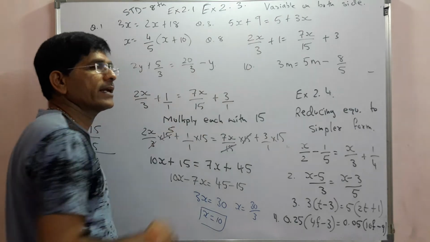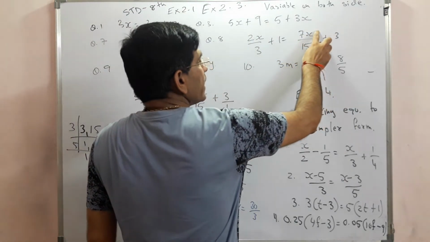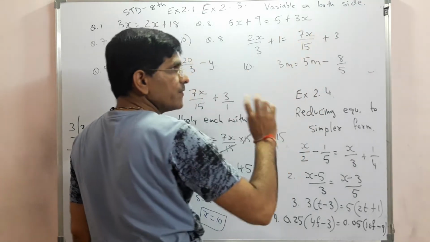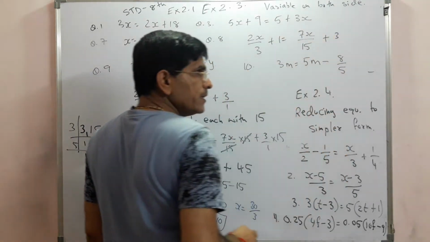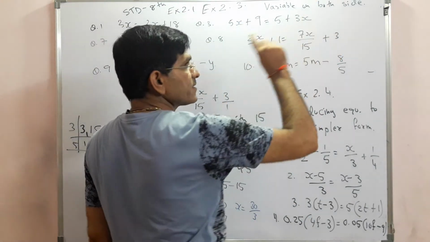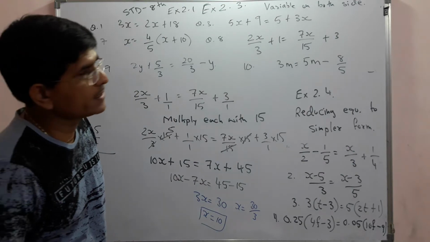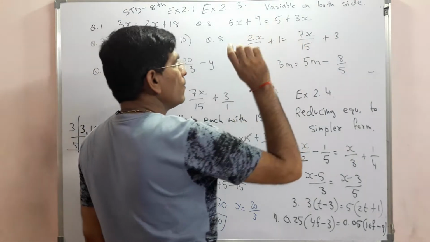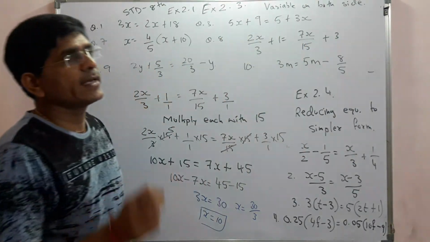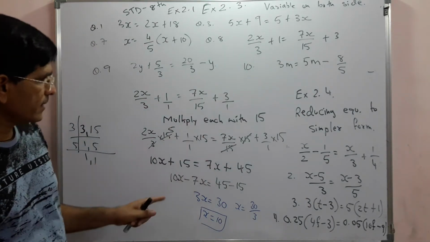On the left hand side we can get 23 by 3. If I put 10 here, 10 into 7 is 70, divided by 15 into 3. So 15 3s are 45. 45 plus 70 is 115, divided by 5. If you cancel, you will get 23 divided by 5. So we can get the same answer.